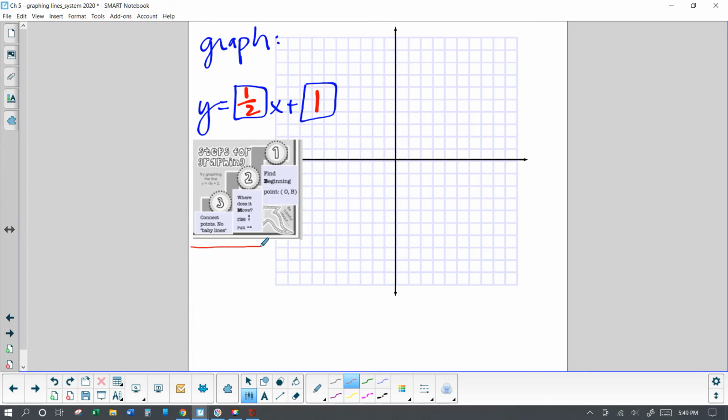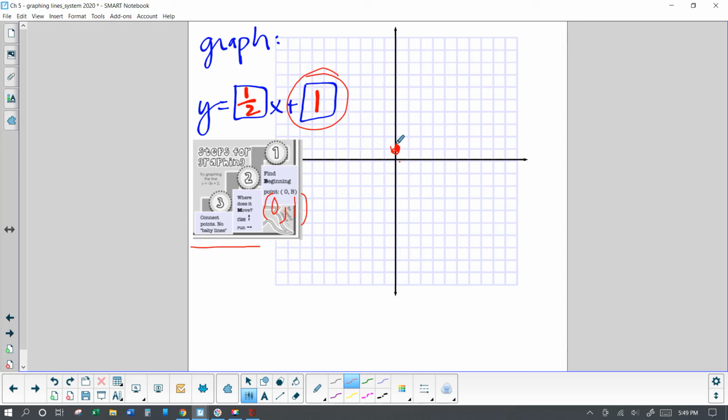And so my beginning point, the first thing I do is find the beginning point. Beginning point is where x is 0 and y is positive 1. That's my B number right there. So I go to where x is 0 and y is positive 1, and that's my beginning point. B for beginning.